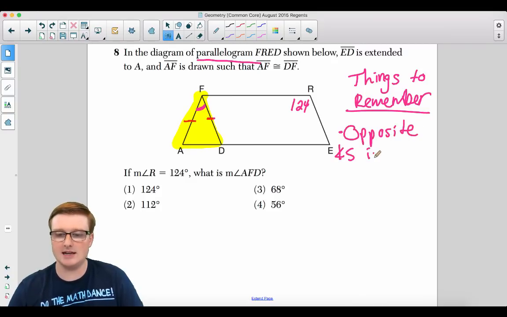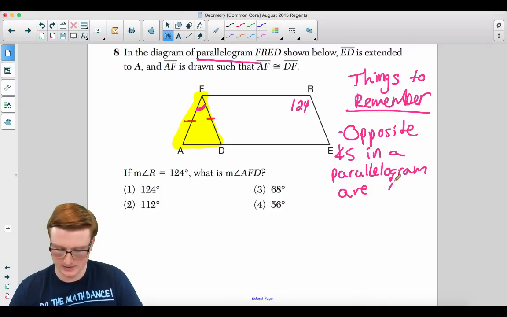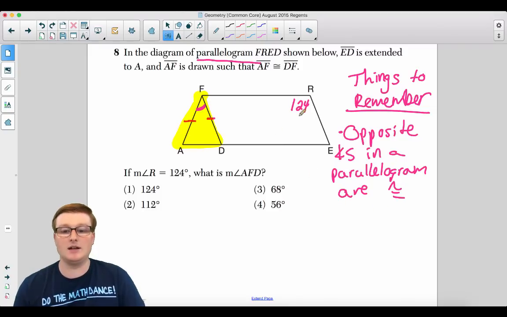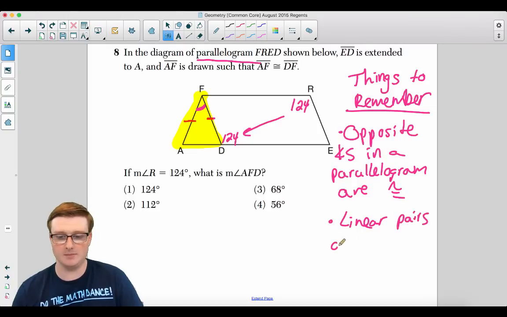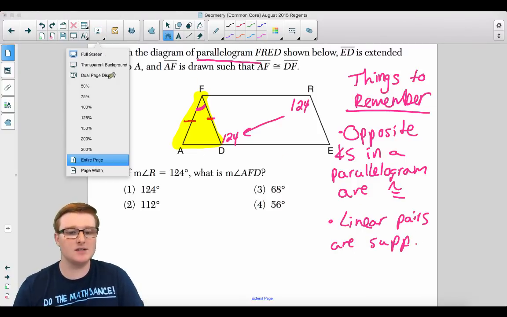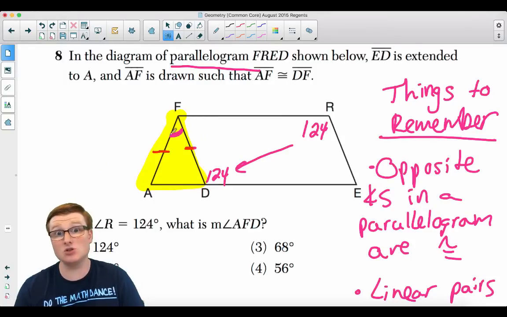Opposite angles in a parallelogram are congruent. Now, if that's 124, the angle opposite is 124. Another fact that you need to know: linear pairs are supplementary. And the reason why I'm telling you this is we have to get inside this triangle.